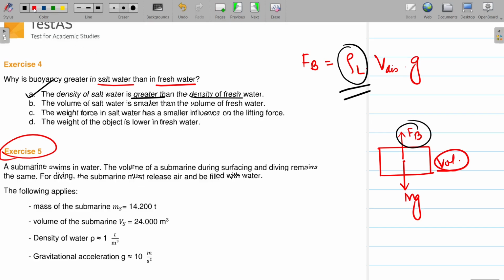So basically, we have only the option to change our mg. And how can we change the mg, how can we change the total weight? If we take some water inside the submarine, then obviously its weight will increase. So for diving, the submarine must release air and be filled with water. That's why it is saying for diving, the air should be released and water should be taken in.